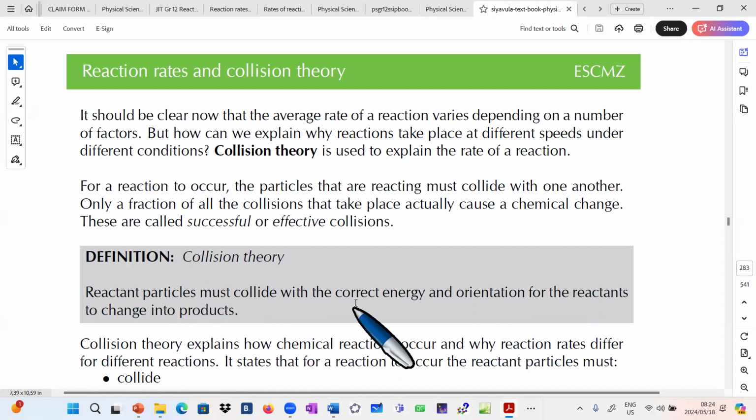So you need correct energy. There has to be a collision. The particles must collide with correct energy and orientation for the reactants to change into products. Because if the collision does not occur with correct energy and orientation, then the reactants are not going to change into products. So you're not going to have the kind of successful or effective collisions that cause chemical change.